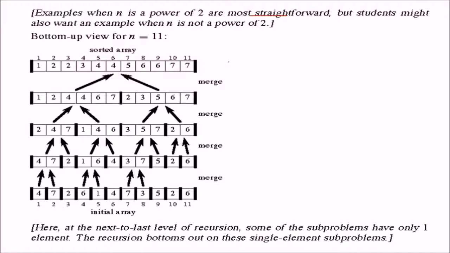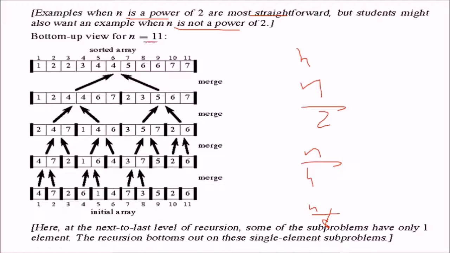And it is always good to apply merge on a power of 2, because if this is n, the next one will be n by 2, the other one n by 4, and so on, 2 squared, 2 cubed, that will be 8. That is why when n is a power of 2 it is most straightforward. But it is also suggested that students might want an example with n which is not a power of 2.